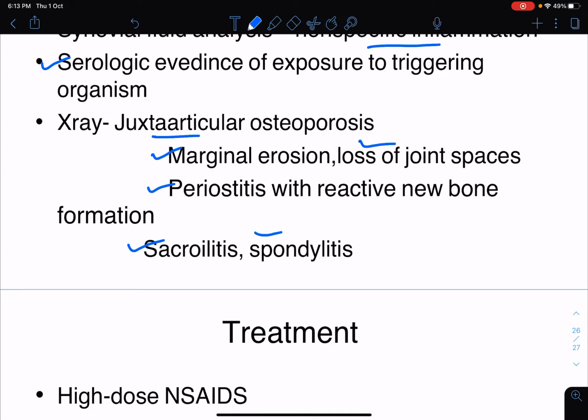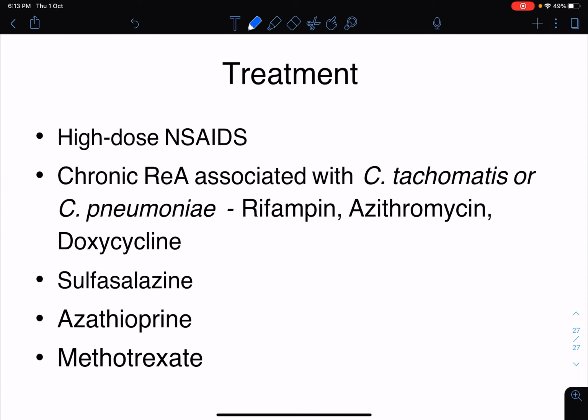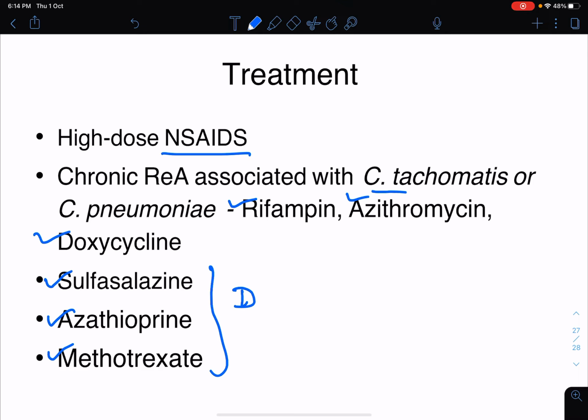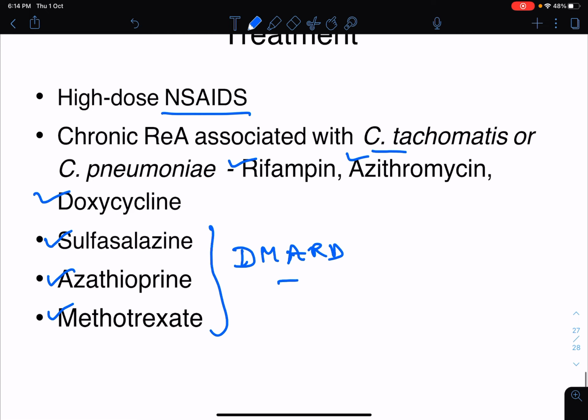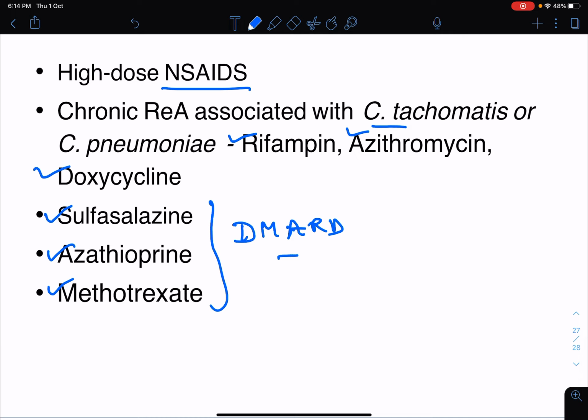If we talk about the treatment, we can use high dose non-steroidal anti-inflammatory drugs. Chronic reactive arthritis associated with Chlamydia trachomatis or Chlamydia pneumoniae can be treated with rifampicin, azithromycin, and doxycycline. Among the disease-modifying anti-rheumatoid drugs, we can use sulfasalazine, azathioprine, or methotrexate. So this is in short about reactive arthritis.